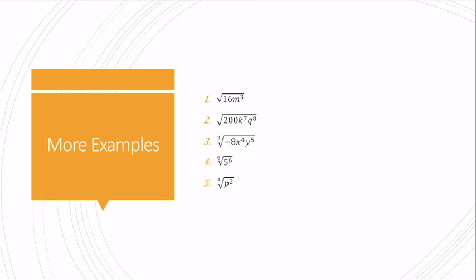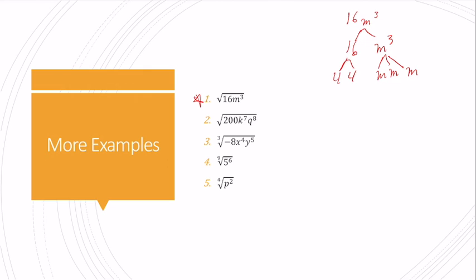Let's do a few more examples. So this first example I have is the square root of 16m cubed. So let's go ahead and factor 16m cubed to see if there are any perfect squares that come out. Remember, we're taking the square root in this case for number 1. So I have 16 and an m cubed. Remember, you have to factor your variable part as well. I'm going to have m.